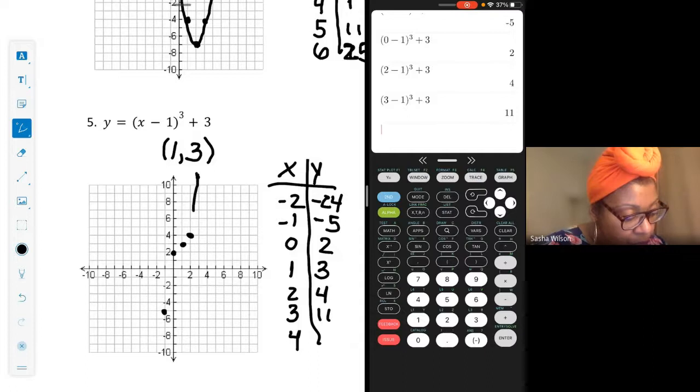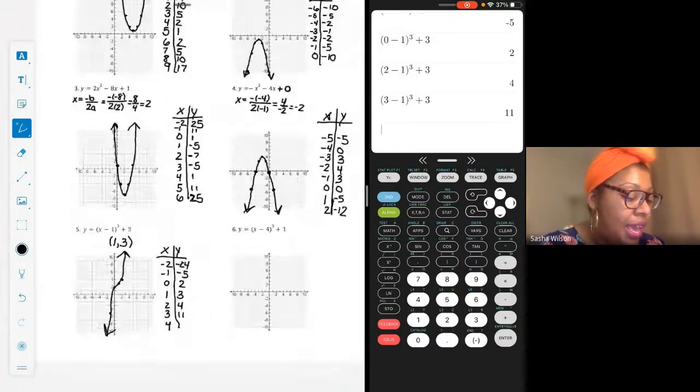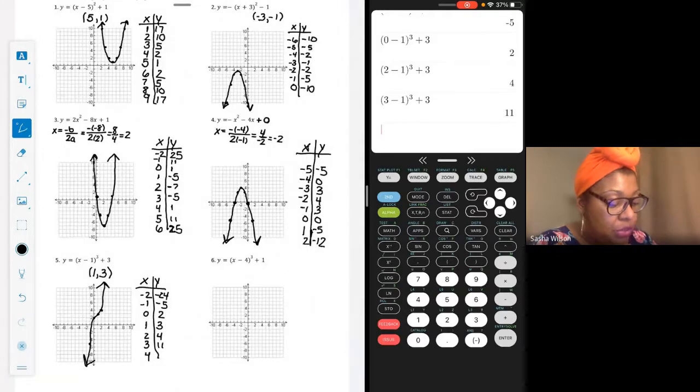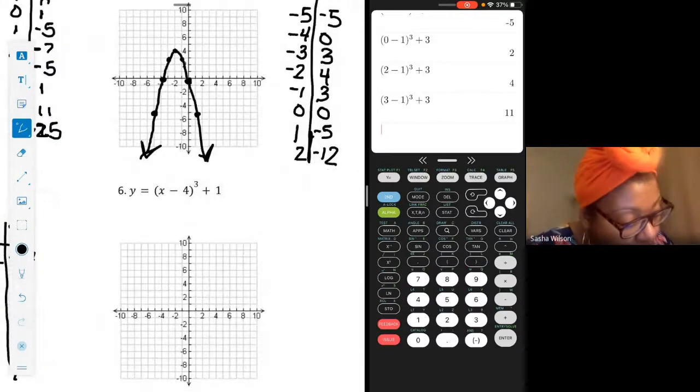So hopefully you remember from a previous lesson that when we're dealing with a cubed graph, it makes a little curvy line, almost like a snake, like an S shape. We're going to duplicate the same thing with number 6. So again, it's important to find that center point. So for here, our middle point is going to be 4, 1.